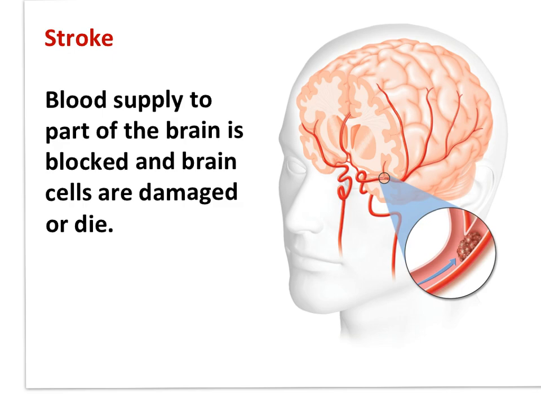A stroke occurs when blood supply to part of the brain is blocked and brain cells are damaged or die. For your brain to function, it needs a constant blood supply, which provides vital nutrients and oxygen to the brain cells. Brain cells can die, causing permanent damage. A stroke happens when the blood supply to part of the brain is cut off. You can see a clot here blocking blood flow. Without blood reaching them, brain cells become damaged or can die.